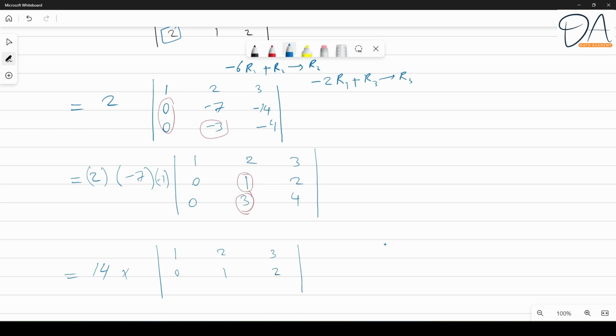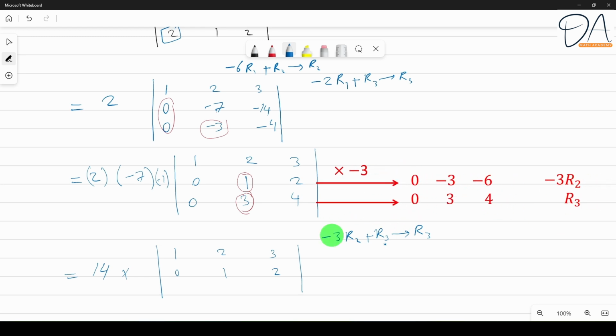The operation that we are trying to do is minus 3 times R2. Why am I having minus 3? Because once you multiply the 1 with minus 3 and you add it to 3, you get 0. And then I'm going to add it to R3, and this becomes the new R3. So minus 3 times 0 is still 0, plus 0 is 0. Minus 3 times 1 gives us minus 3, plus 3 gives us 0.